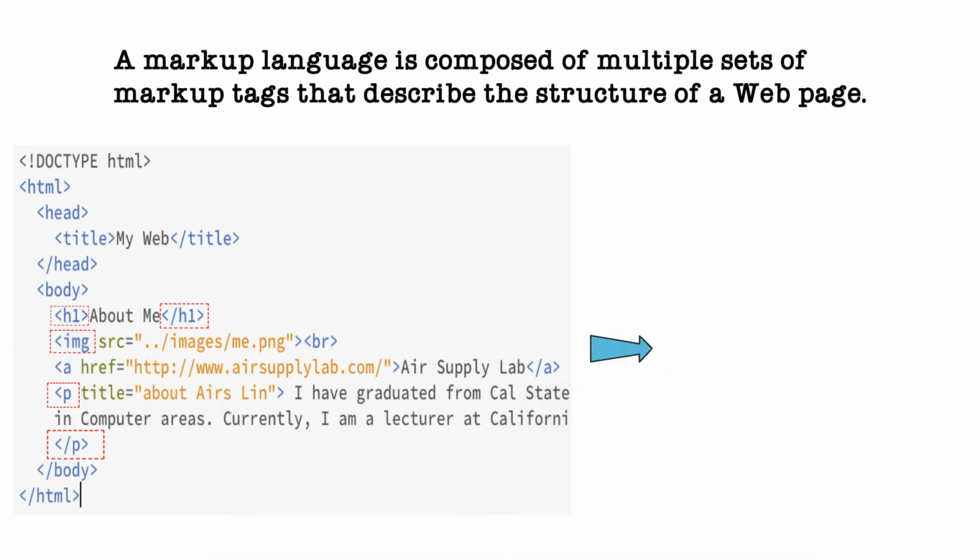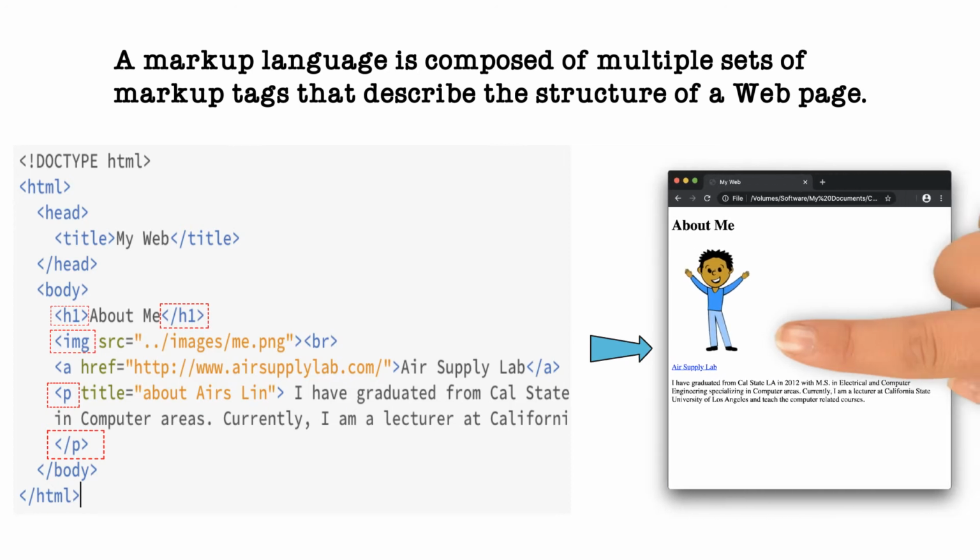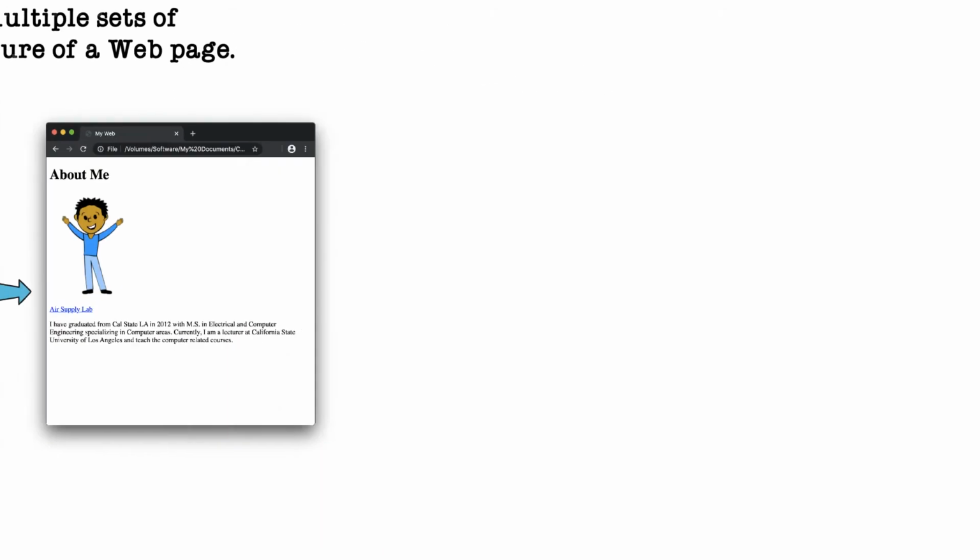HTML consists of a series of elements which are represented by tags that tell the browsers how to display the content. Browsers do not display the HTML tags, but use them to render the content of the page.